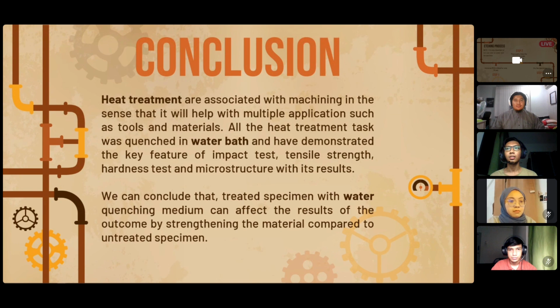The conclusion is heat treatments are associated with machining in the sense that they help with multiple applications such as tool and material. The heat treatment task was a quench in water bath and has demonstrated the key features of impact test, tensile strength, hardness test, and microstructure with its result. We can conclude that treated specimen with water quenching medium can affect the outcome by strengthening the material compared to untreated specimen.